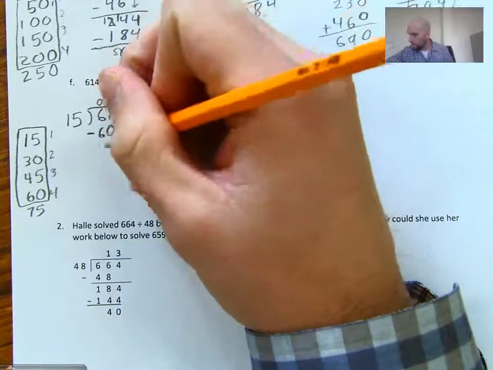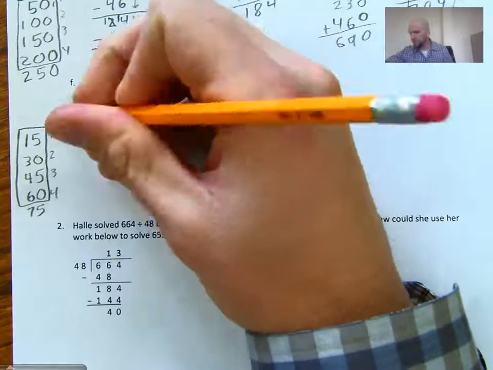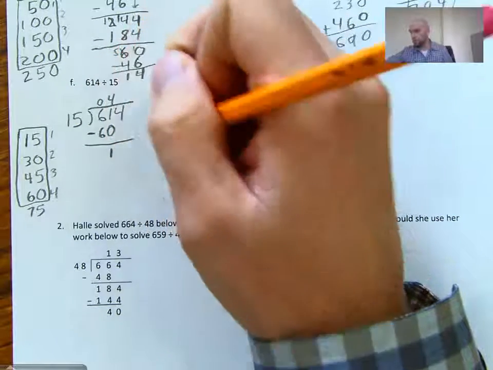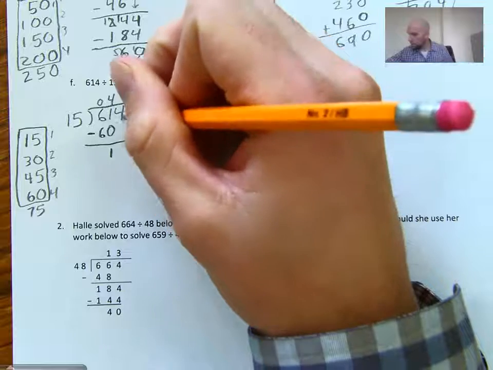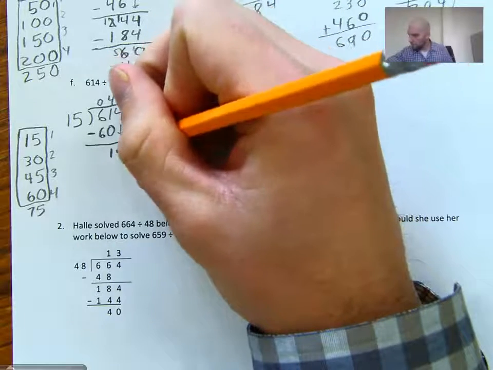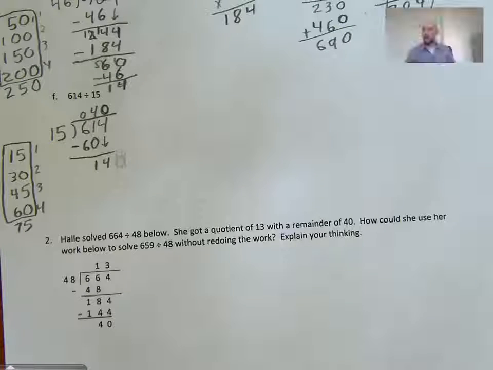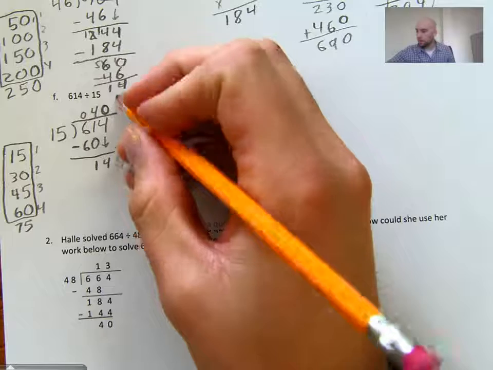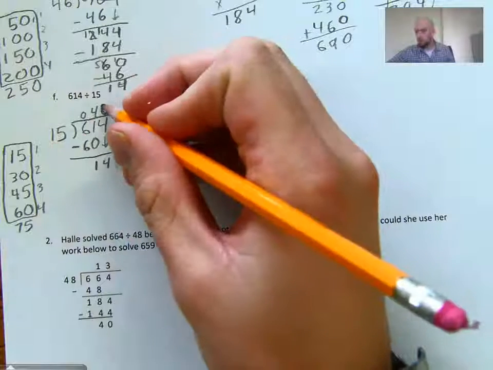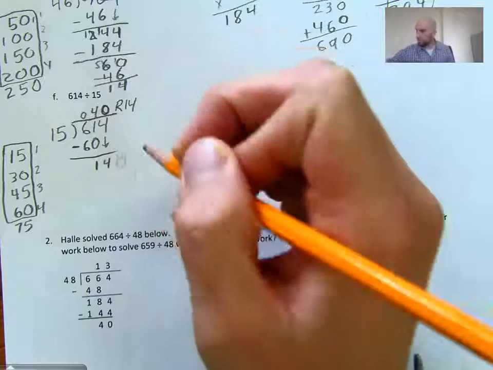And we subtract. You get 1. 15 can't go into 1. And we bring down our 4. And that 14 is going to become my remainder. 15 can't go into 14, that's 0. And then I have a remainder of 14.